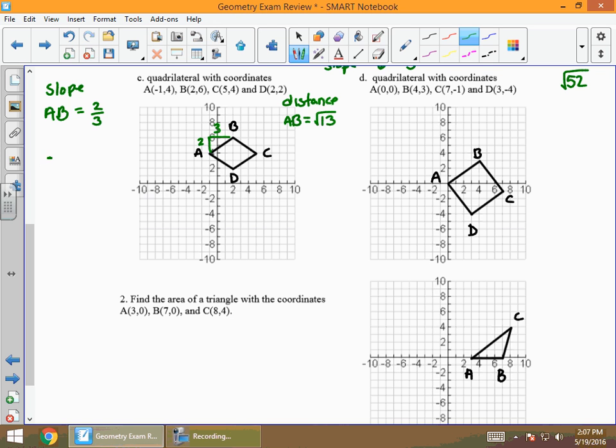Let's check CD. From C to D, looks like it's up 2 and right 3. So the rise is 2, the run is 3. So those two are parallel. And CD's distance is 3 squared, which is 9, and 2 squared, which is 4. 9 plus 4 is 13, so the square root of 13. So AB is parallel and congruent to CD. So I know that I have a parallelogram.